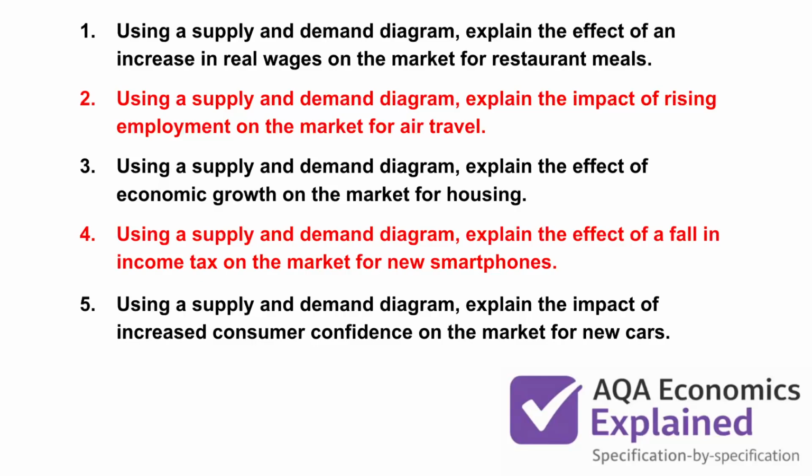Higher real wages increase disposable income, restaurant meals are a normal good, demand shifts to the right, excess demand is created at the original price, and the market moves to a new equilibrium with a higher price and higher quantity. If instead the question focused on rising employment and the market for air travel, question 2, again, nothing changes in terms of technique. Rising employment means more people earning income. Air travel is a normal good. Demand increases. Excess demand occurs at the original price, and price rises until a new equilibrium is reached. The same applies for the other 3 questions.